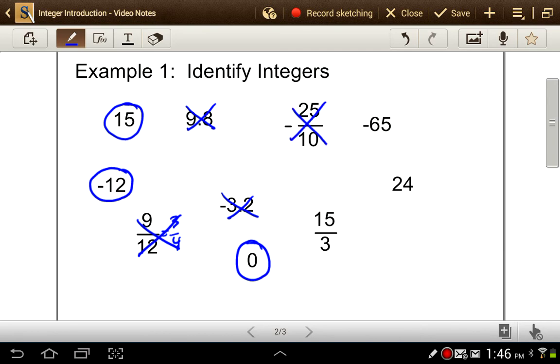That's a partial. Okay, negative 65. Yes, 65 is a whole amount. So negative, that's okay. Negative 65. 24, that's a whole amount. So that is an integer. 15 thirds, no, that is not an integer. Alright? Yes, it is an integer. Excuse me. 15 divided by 3 equals 5. That makes that a whole amount. So that is an integer. That's how you identify integers: if they are whole amounts, positive and negative.